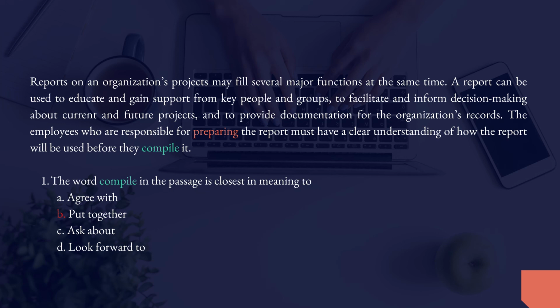I'm reading the sentence again. The employees who are responsible for preparing the report must have a clear understanding of how the report will be used before they prepare it. The meaning is this: they are responsible for preparing, but before they start preparing, they should have a good understanding of it. This is the meaning of the sentence. That's how we understood that compile means preparing and therefore put together.